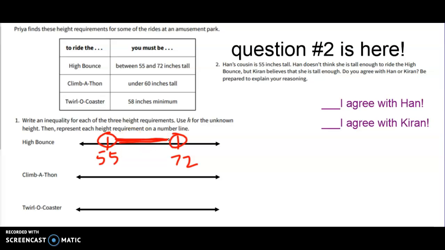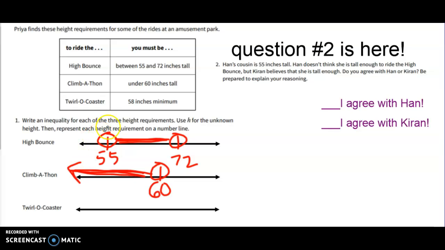The Climathon is under 60 inches tall. So 60 inches on the number line somewhere here. Okay. Under 60 inches. We can't include 60 because we have to be under: 59, 58. Anything underneath will work, but 60 inches will not.